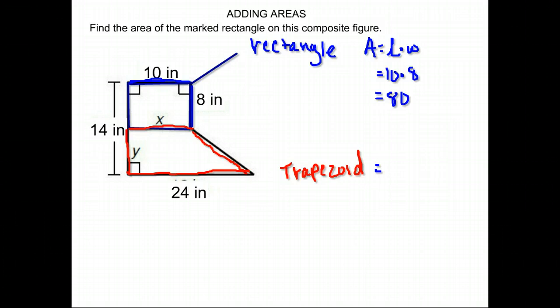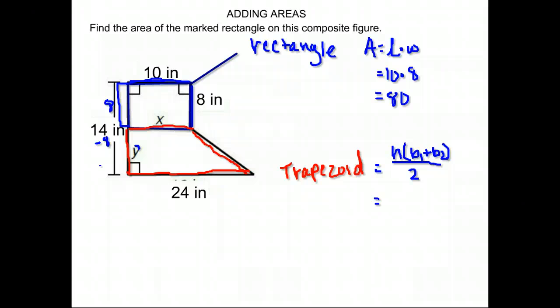Right? The area of a trapezoid, again, like last time, is the height times base 1 plus base 2, all of that divided by 2. So let's put in the pieces that we know. Well, for one thing, this says it's a y, but if the height is 14 and this part of it is 8, 14 minus 8, okay, if we take out the rectangle part, that was 8.